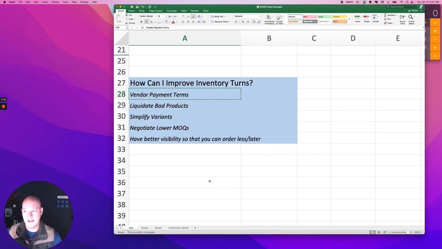so that when cash gets tight, or when you're trying to extend your dollar further and pull money out of your supply chain, which is the same thing, when I say improve inventory turns, you can do that by just pulling money out of your supply chain. So getting better vendor payment terms is a crucial tactic that everyone should be trying. Liquidating bad products is a second tactic.